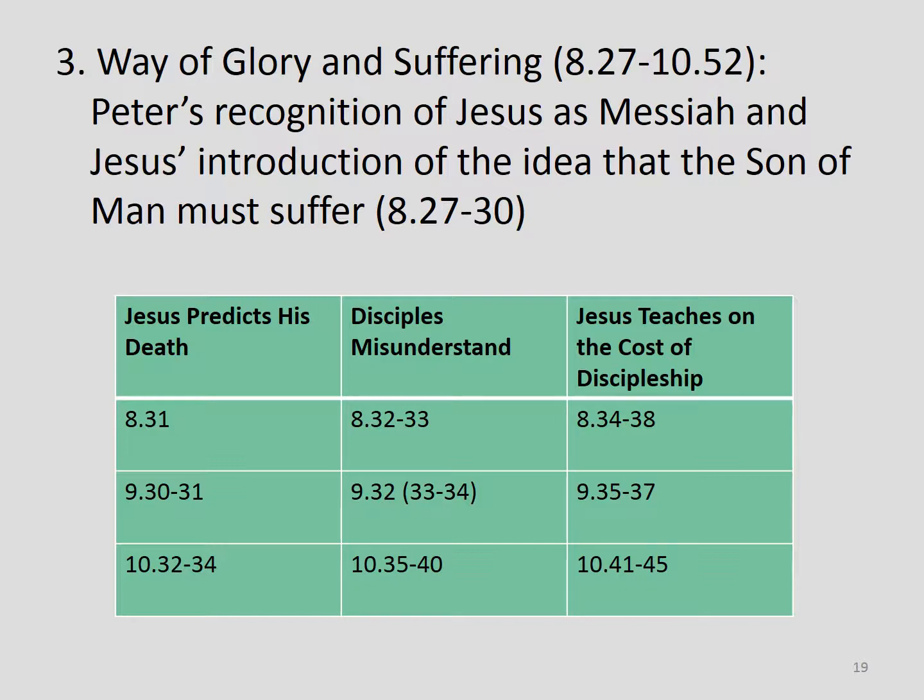That is, the impending suffering and death of Jesus is related in each of these 3 pericope to the cost of discipleship. Will they follow Jesus, who is going to suffer and die? Reckon with the fact that discipleship is costly. And these occur in chapters 8, 9, and 10, as you see.